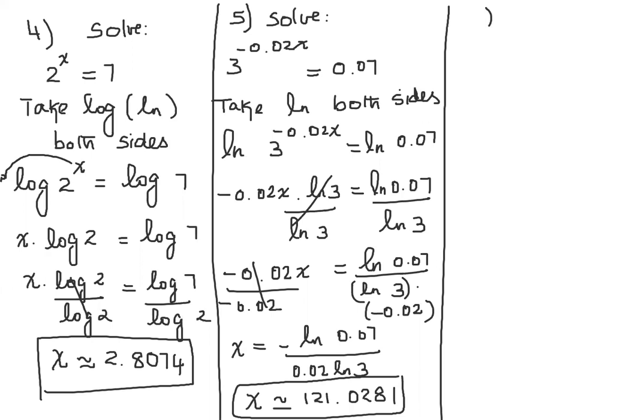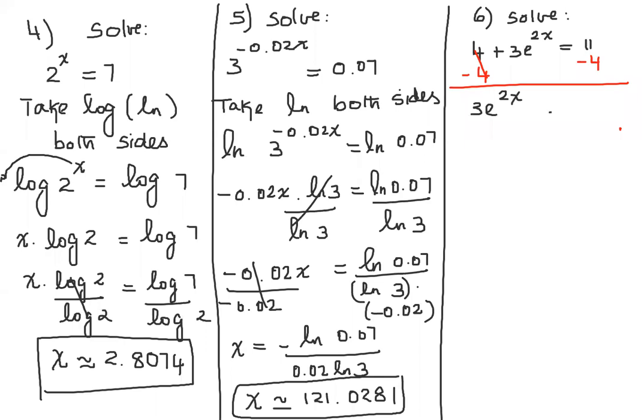Number 6, solve 4 plus 3e to the power 2x equal to 11. So for step number 1, you have to get the exponential by itself. So we're going to subtract 4 both sides. So we get 3e to the power 2x equal to 7.